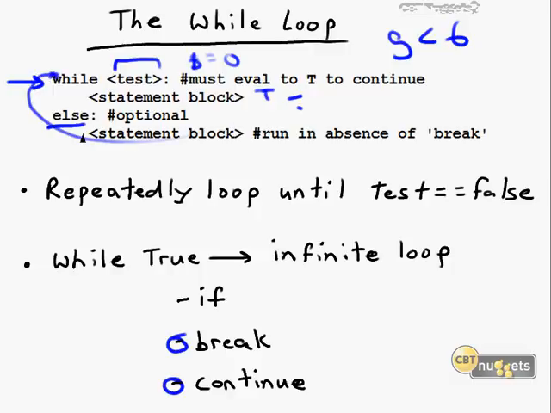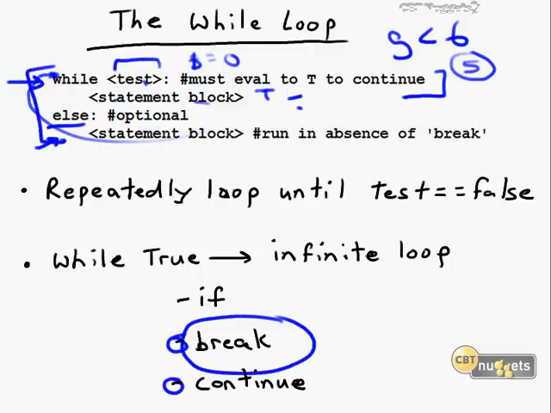Now, the else clause is optional in a while loop, and it works a little bit differently from, say, how else works in an if statement. Here, else runs every time in the absence of a break. In other words, while your test is true, you're doing your statement block. As soon as the test evaluates to false, in our guessing game example, once the user unsuccessfully does his or her 5th attempt, the else code runs.